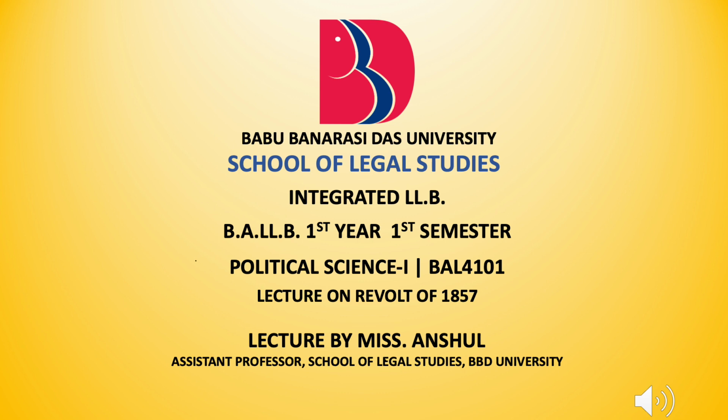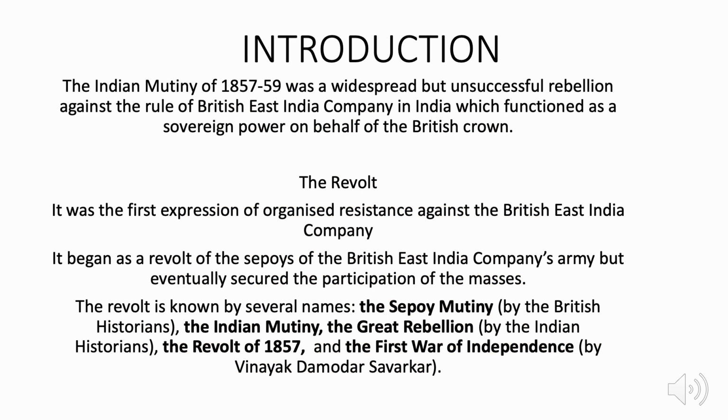I will be teaching you political science, under which I will be covering Revolt of 1857. The Revolt of 1857 is an important landmark in the history of India, which occurred during the Governor Generalship of Lord Canning. The Indian Mutiny of 1857 to 1859 was a widespread but unsuccessful rebellion against the rule of the British East India Company in India, which functioned as a sovereign power on behalf of the British Crown.